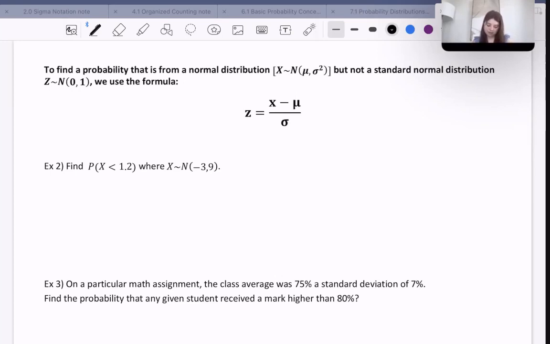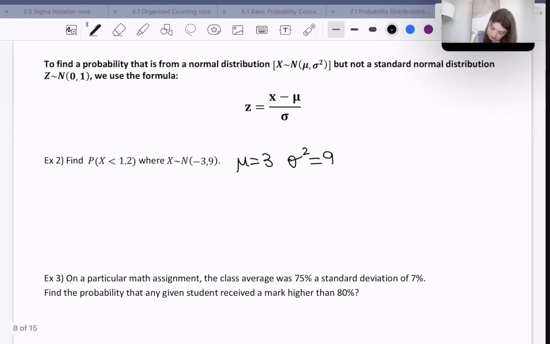Here we want to know if we can find where x is less than 1.2, but where our normal has a mean mu of 3 and a variance of 9. Well, first of all, to find the standard deviation, we need to take the square root of the variance, which is going to give us 3, right? So mu and standard deviation are both 3. And we're starting at number 1.2.